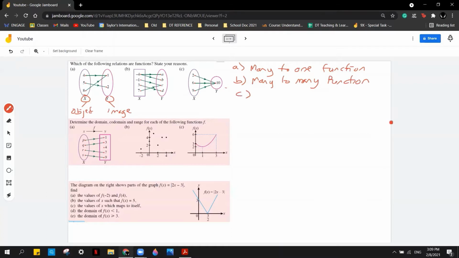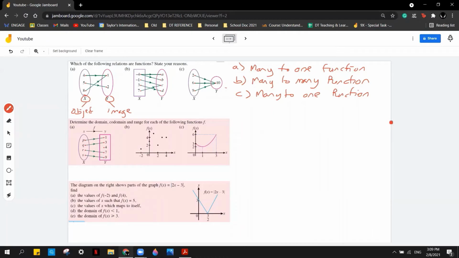And part C here is actually very simple. It's a many to 1 function. As you can see, it is directly showing all the objects pointing to one image. Now let's go for the second part here.